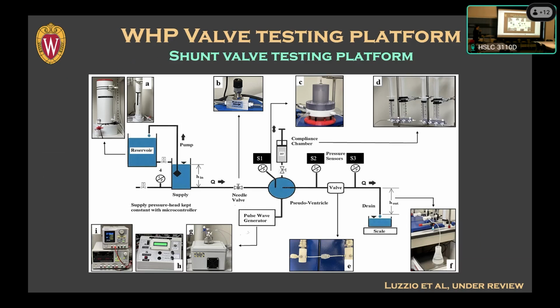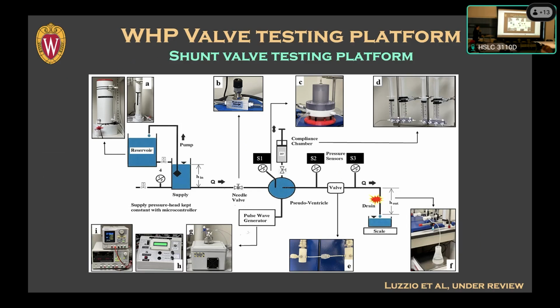In the center here is the pseudoventricle that mimics the brain ventricles. And we have constant inflow of fluid from a reservoir and a pressure head that is regulated by a one-way valve. There are three pressure transducers, one inside the pseudoventricle to measure the intracranial pressure, or the pressure in the ventricle, one right before the valve and one right after the valve. And here's the valve that is connected in series, just like in humans.